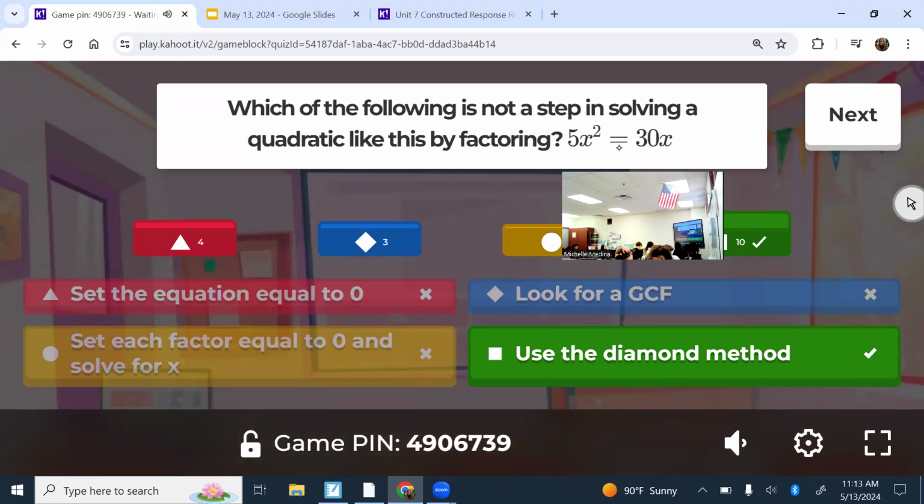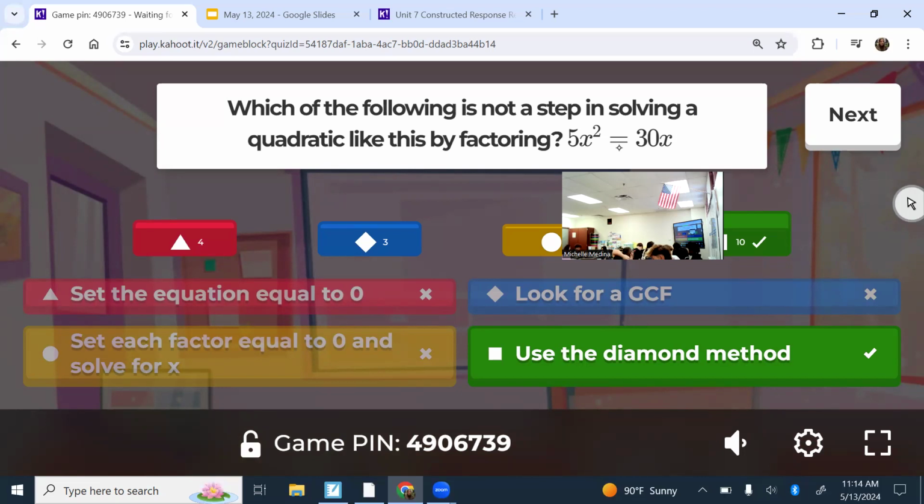Okay, so let's see, hold on, actually. Using the diamond method is not a step for this one. Why? Good, you can only use the diamond method when it's a trinomial, so a 3-term. So that doesn't mean it's not solvable by factoring. You still follow the same steps.